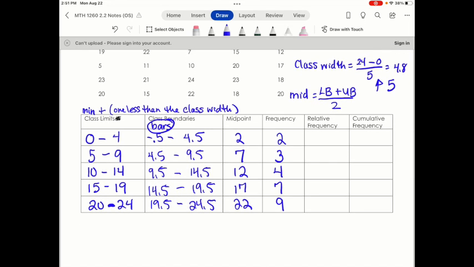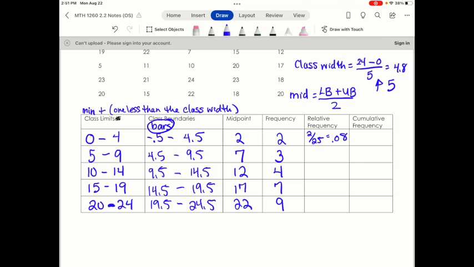For the relative frequency, we have a total of 25 values in this example. So we want to find the portion of values that lie on that interval. For the first one, since we have 25 values in total, I'm going to say, well, I have 2 out of 25 values that lie on that interval. And if I put that in decimal form, that should be 0.08.